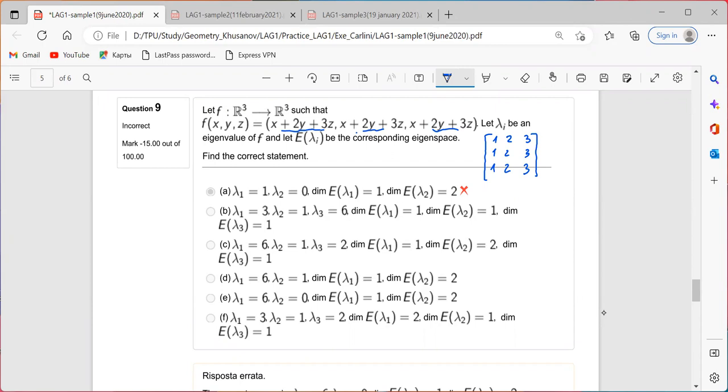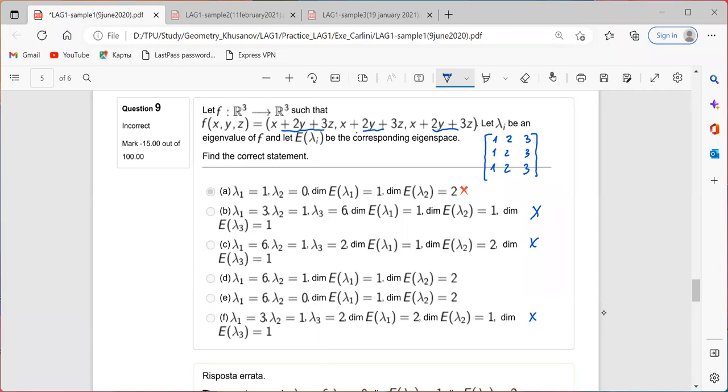That's why we can exclude option B. B cannot be correct. Why? Because one of these eigenvalues always will be exactly 0, but now you see lambda 1, lambda 2, lambda 3 differ from 0. C, again, 6, 1, and 2 also will not be correct. D, 1, 2, and nothing about 3. And F also is not correct.